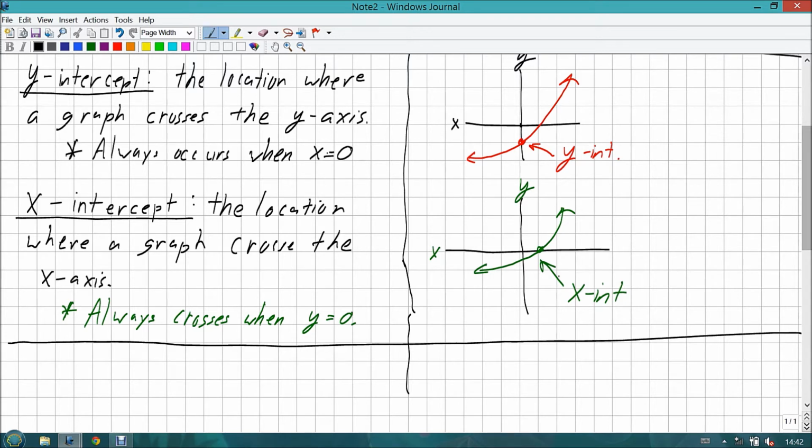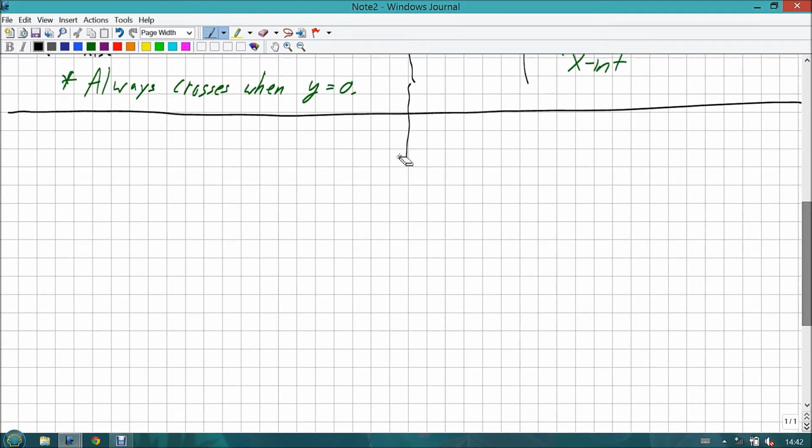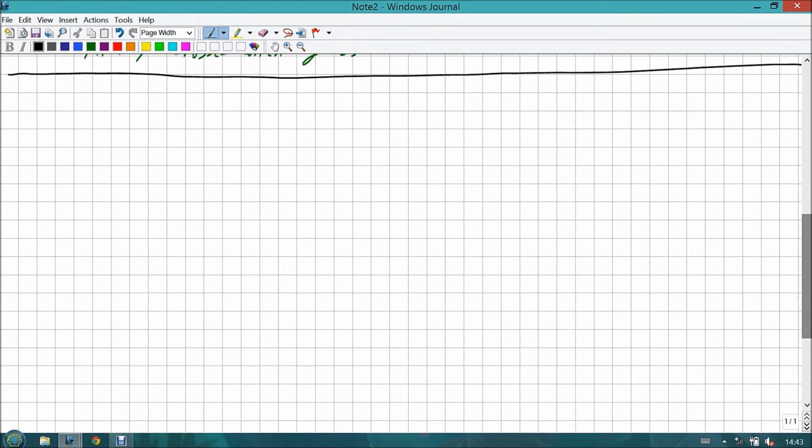Alright, so let's go ahead and see if we can figure out from a graph what the x and y-intercepts are. So let's go graph. If we were in the Mighty Morphin Power Rangers universe, we would say it's graphing time. So here's our first example. Let's say that we have a beautiful graph. Pretend it's beautiful. Thank you.